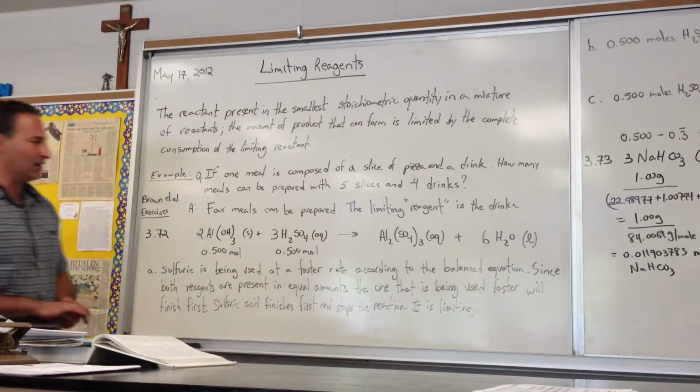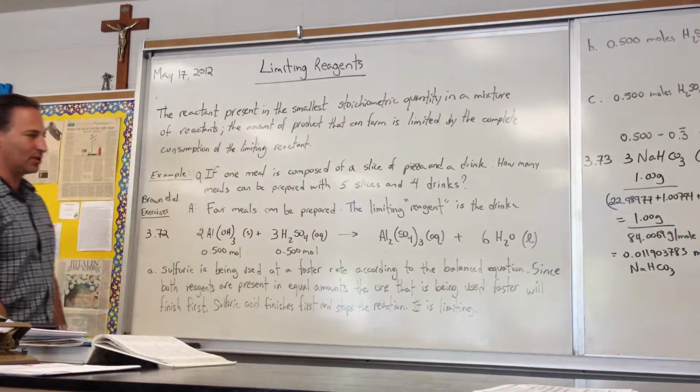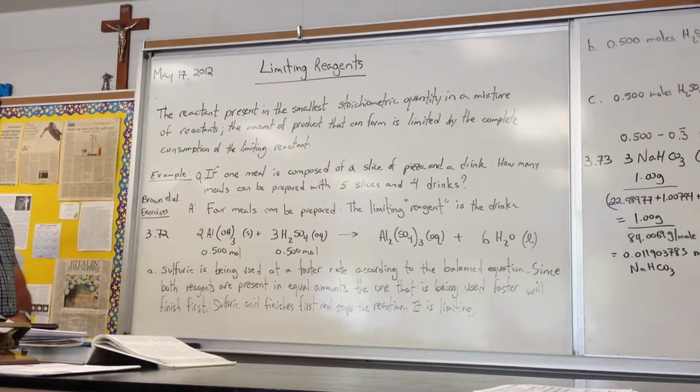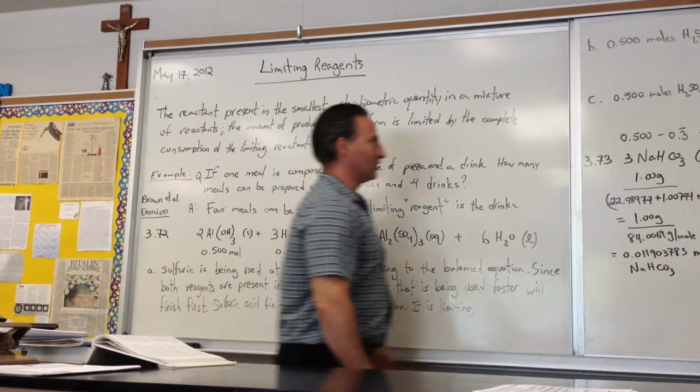And here's the important thing. The equation has to be balanced before you try to answer any questions relating to which is going to finish first. Since both reagents are present in equal amounts, the one that is being used faster will finish first. Sulfuric acid finishes first and stops the reaction. So sulfuric acid is the limiting reagent here.